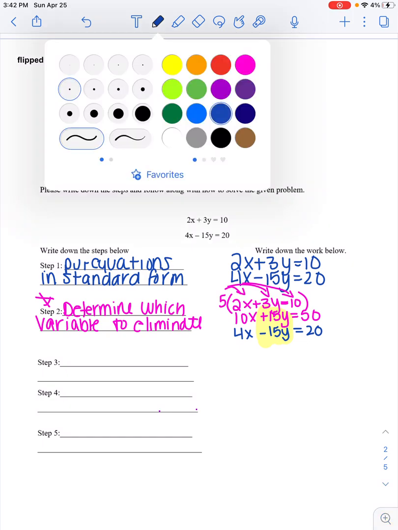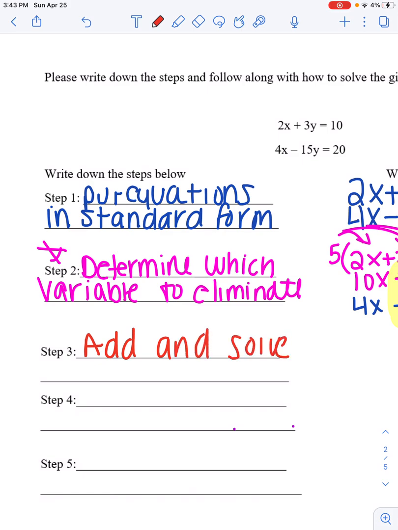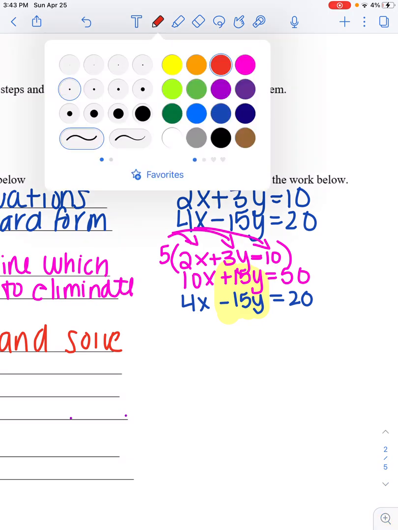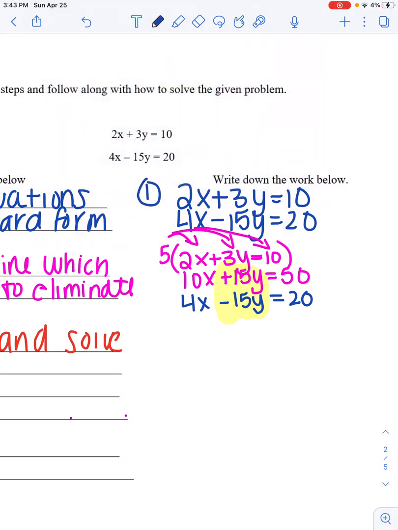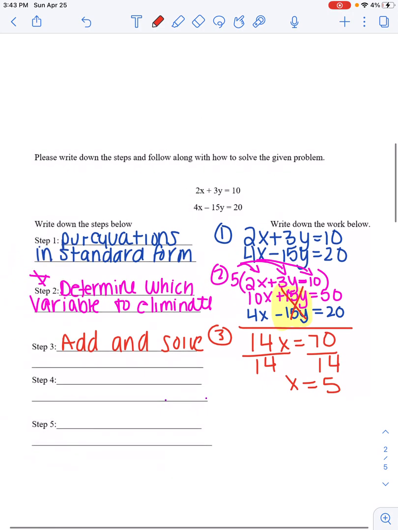Step 3 is now we're going to add the equations. So we're going to add and solve. Okay? So this was number 1. This was number 2. And now we're going to do number 3. So when I add these, my y's cancel out. I'm left with 14x equals 70. And I'm going to divide by 14. X equals 5. So that was step 3. So I added them together and I solved for the variable x.